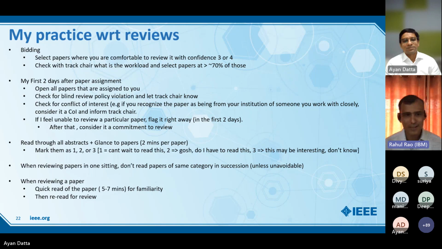Now, when I actually get down to sitting and reviewing the paper, I do a quick read through of the paper, first for familiarity. There may be a bunch of acronyms which I don't understand. It's a quick 5-7 minute read through. If there are equations, I don't try to understand them. I'm just trying to see what the paper is trying to tell me, going back to what Ayan said: what the main area is, what the context is, what kind of results they have. And then I actually read for the review. This way, when I first hit an acronym, I kind of know what may be coming later.